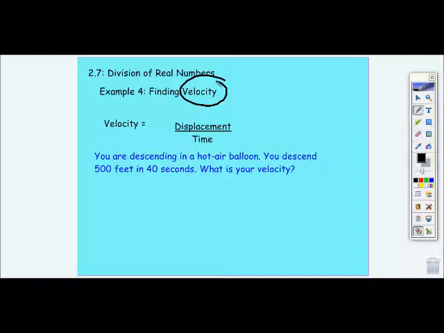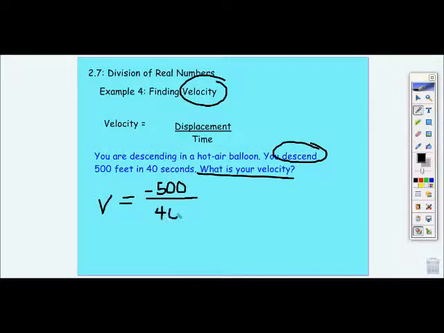So in this one, we want to find out the velocity. What is your velocity? So we're going to look for V. And V equals the displacement, and the displacement is going to be what we are descending. Displacement is what's changing. So we're descending, so I put a negative because I'm going down. Negative 500. And time would be the 40 seconds.